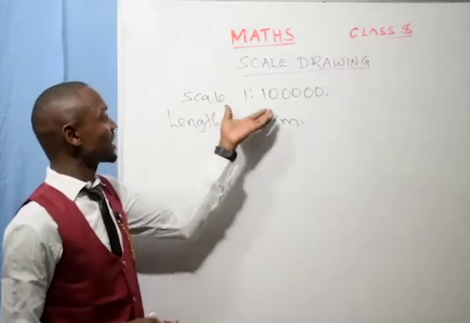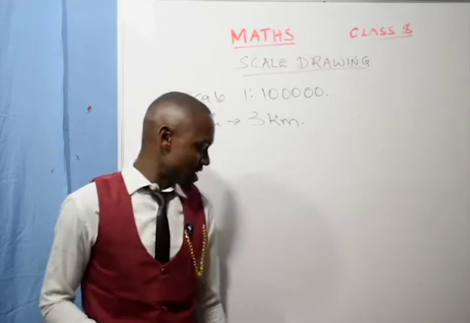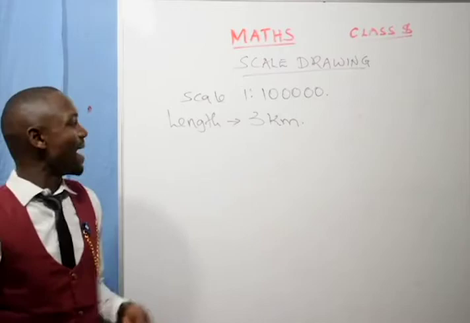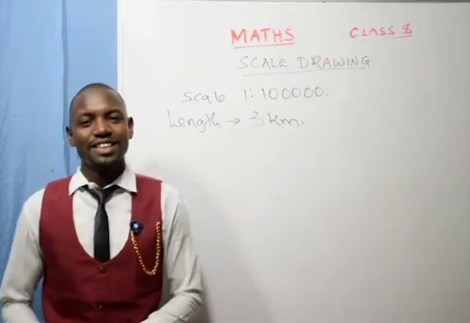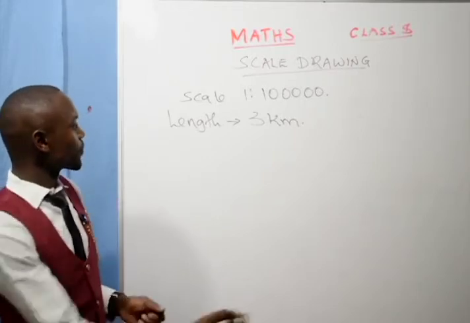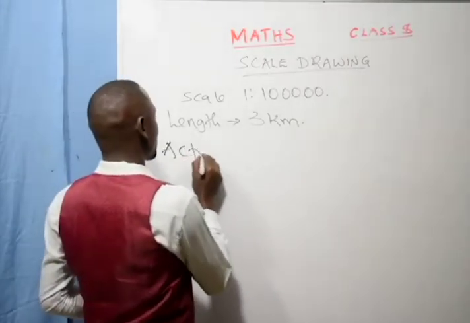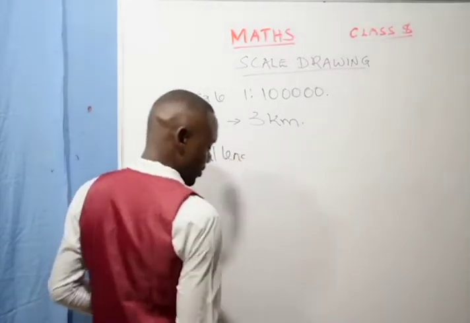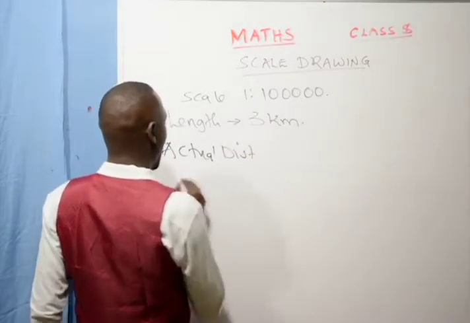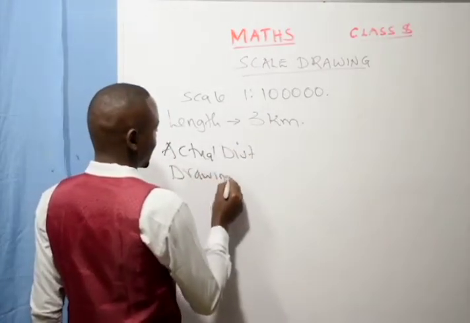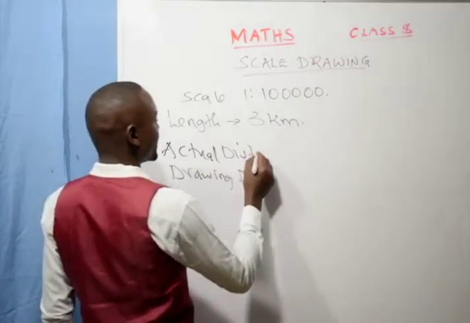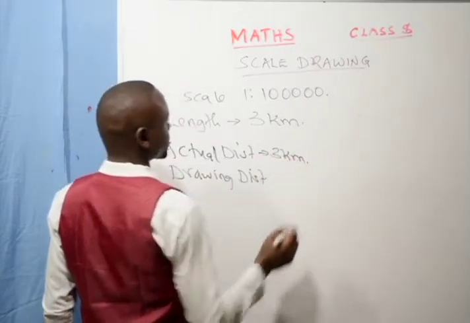A map is drawn to a scale of 1 is to 100,000. A river that is 3 kilometers long is represented in the map. What would be the length of that river in the map? So, here we have something we call the actual length or the actual distance, and the drawing distance or the drawing length. In this case, we are given the actual distance, that is 3 kilometers.